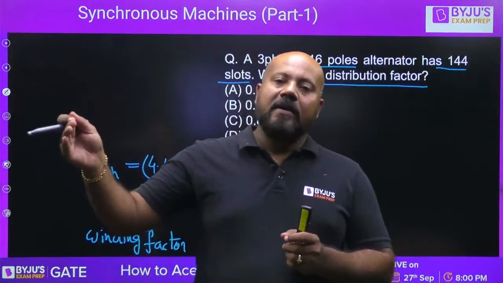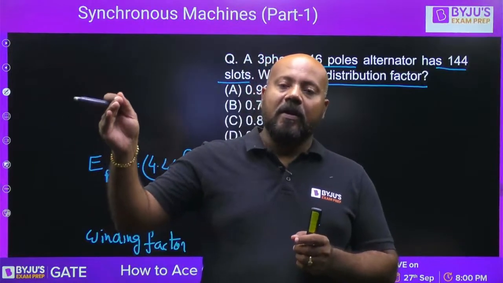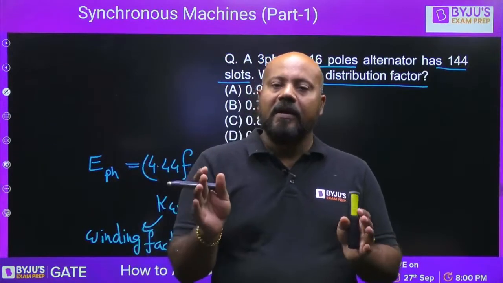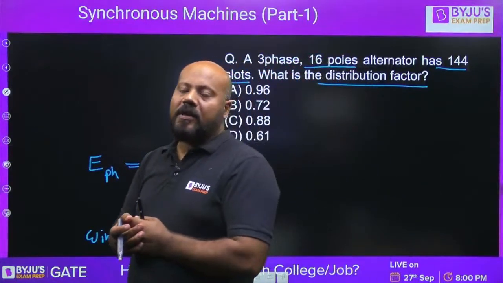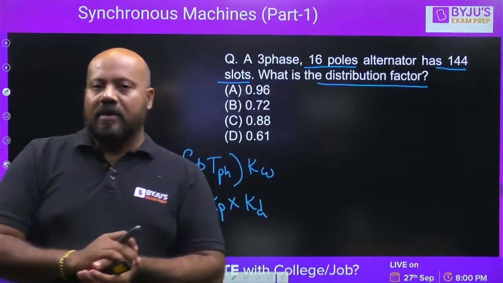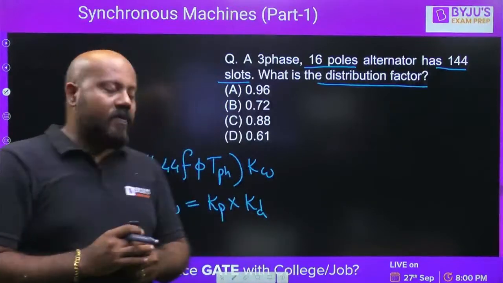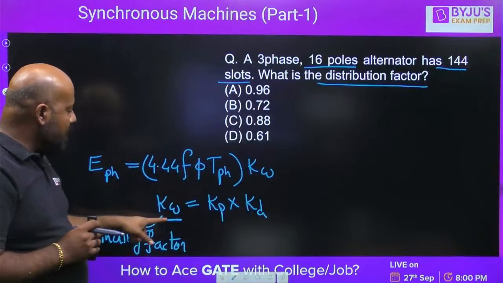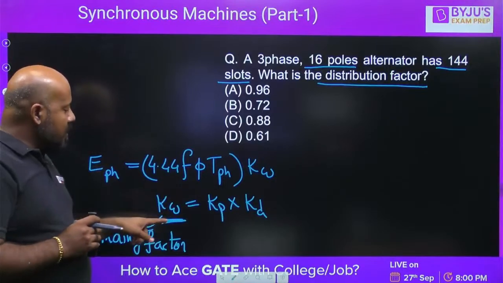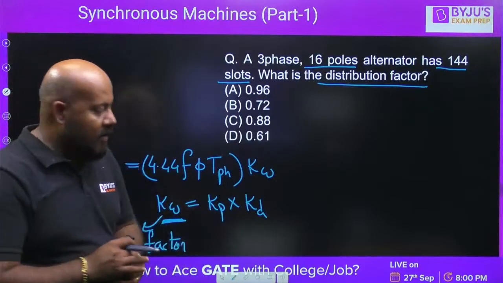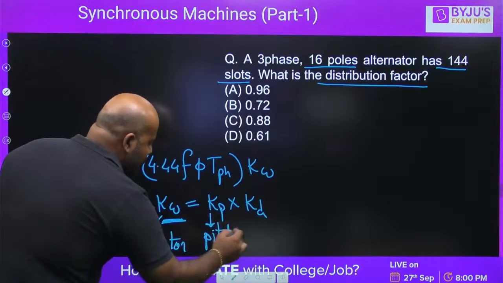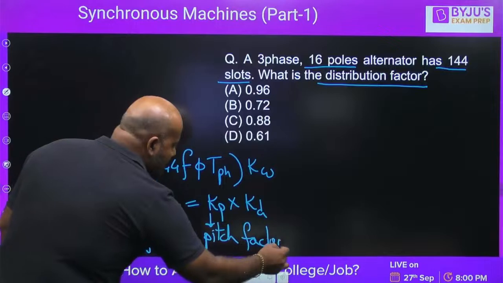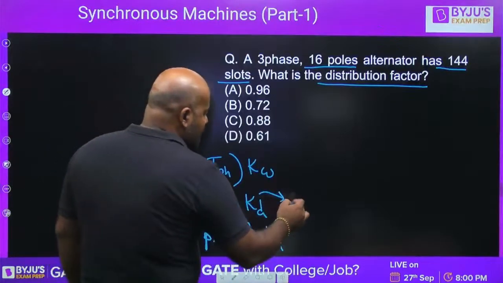But on one hand, when you try to avoid those harmonics, on the other hand, the value of EMF that you are getting as the output of the generator is also a little bit compromised. That compromised EMF is represented by this winding factor. This winding factor is a product of the pitch factor and the distribution factor.